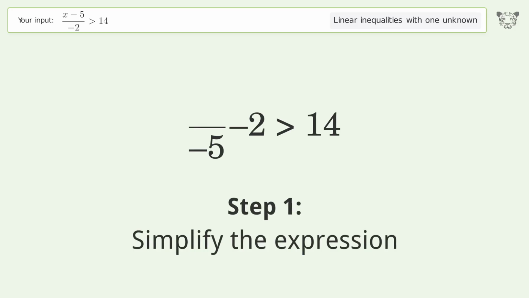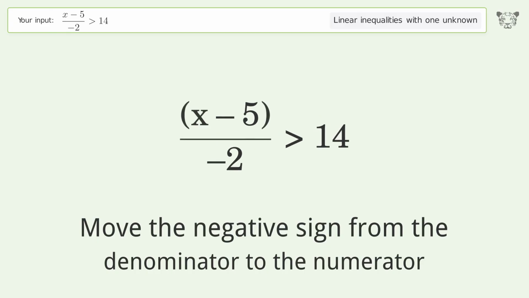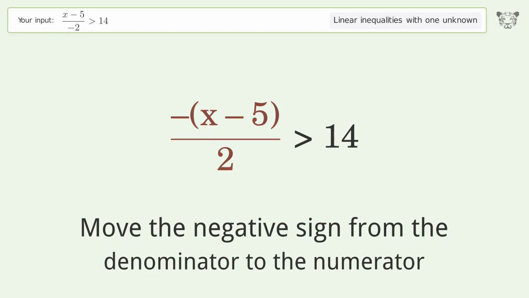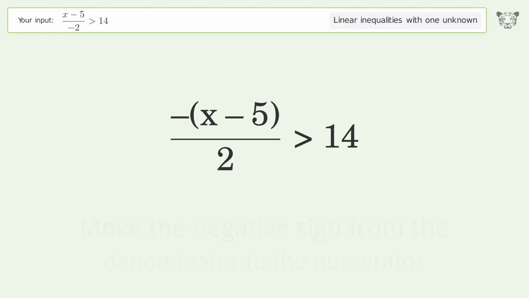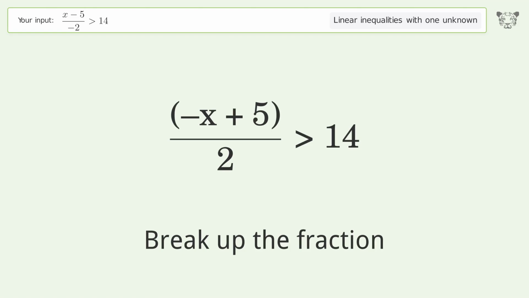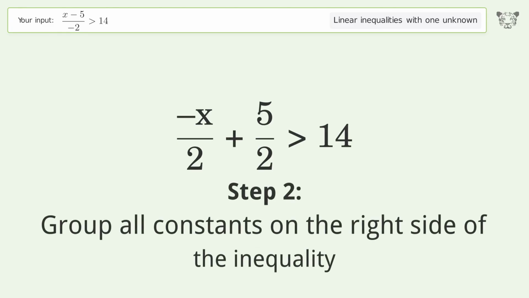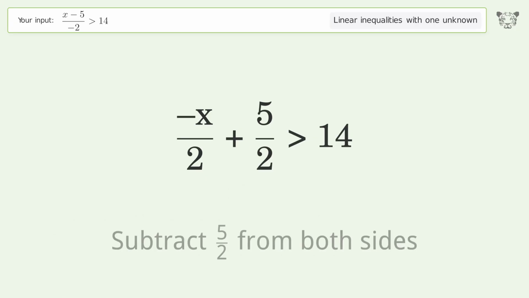Simplify the expression. Move the negative sign from the denominator to the numerator. Expand the parentheses. Break up the fraction. Group all constants on the right side of the inequality. Subtract 5/2 from both sides.